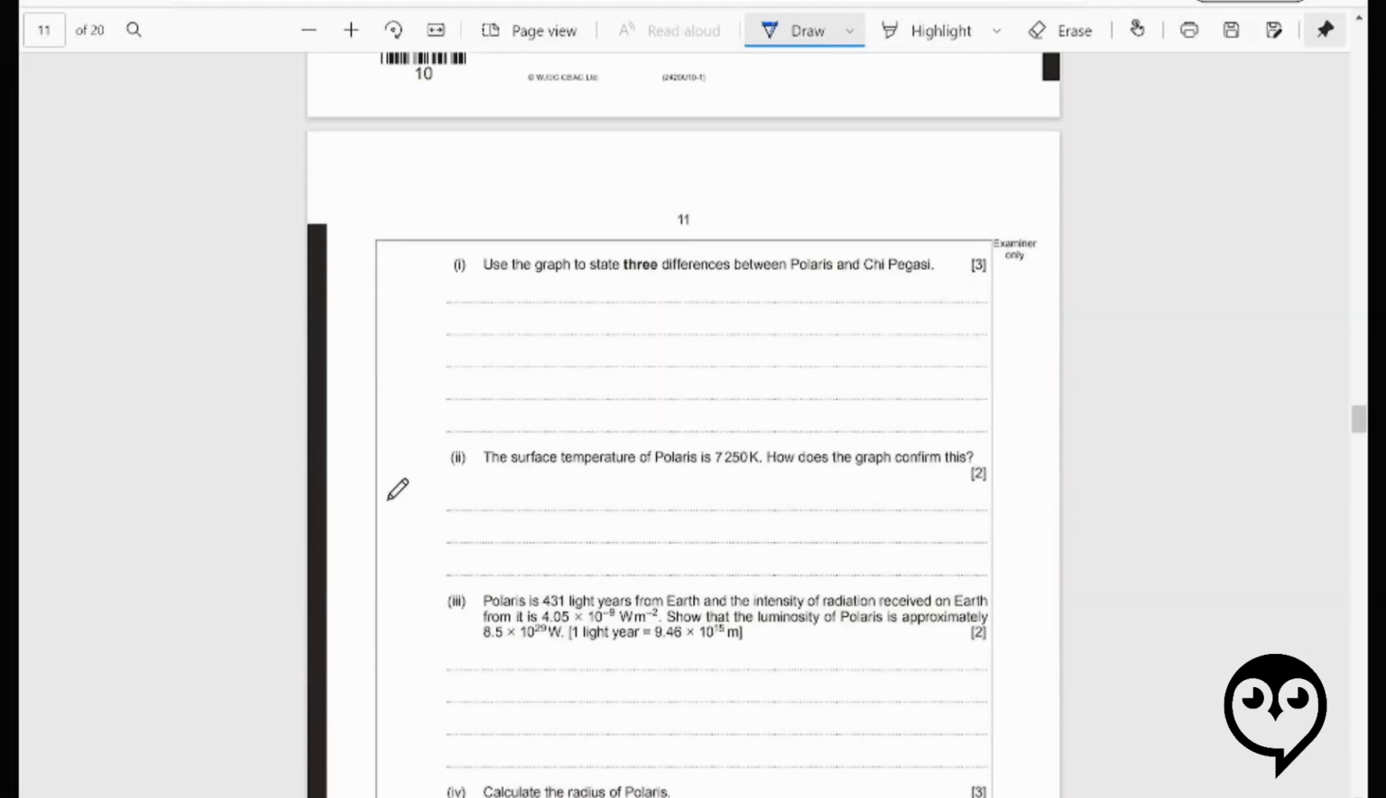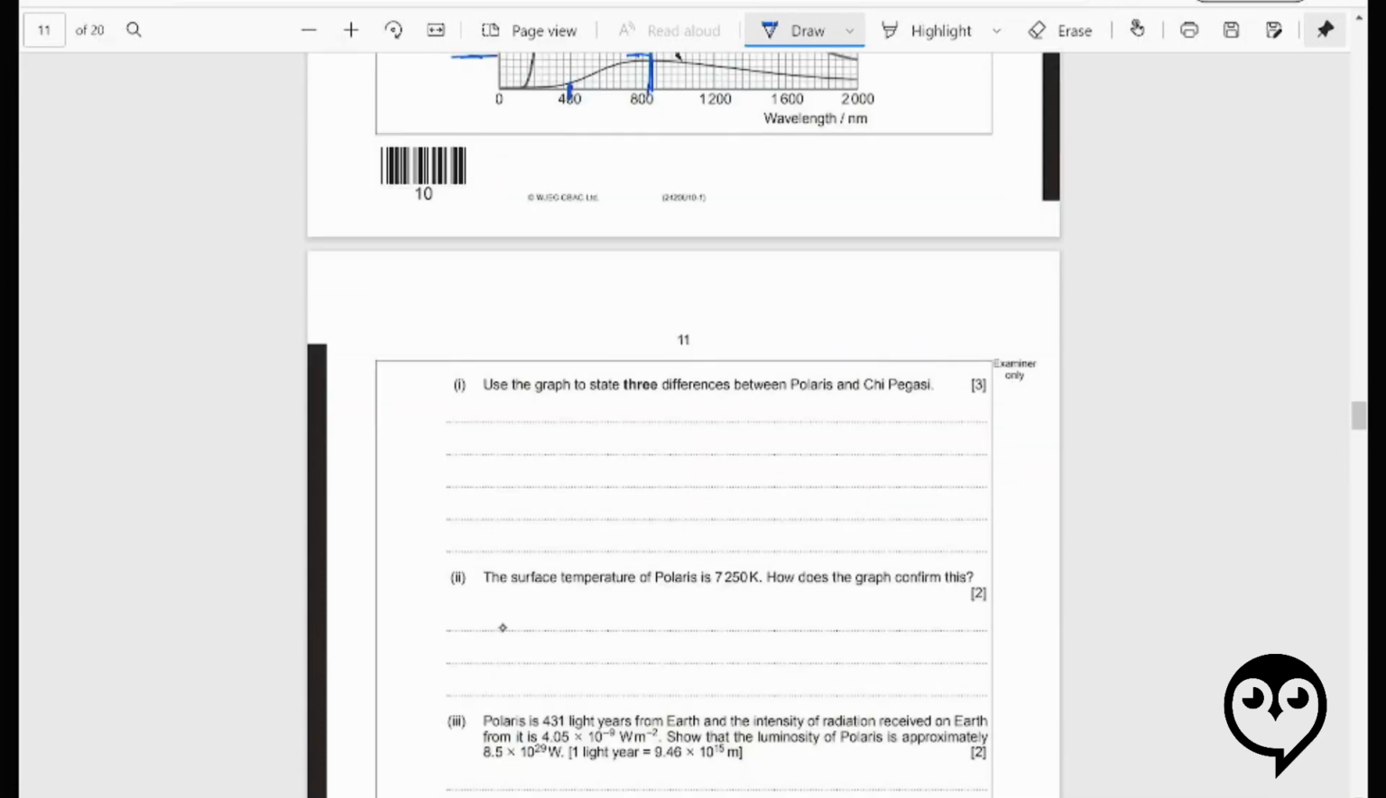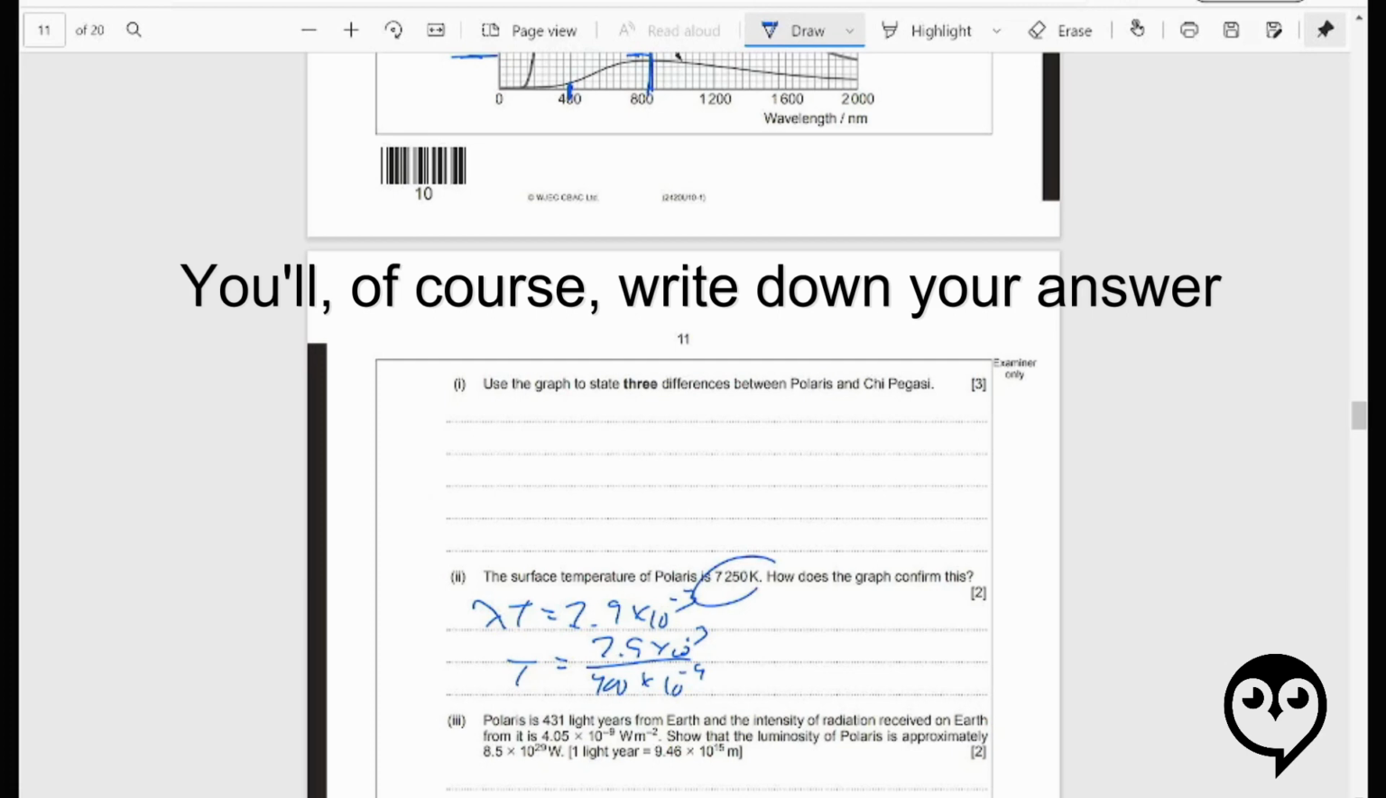The surface temperature of Polaris: how does the graph confirm this? I suppose we could just use Wien's law. If you want to do the calculation here, 400 times 10 to the negative 9 meters. That's what you get when you do Wien's law, so there it's confirmed.